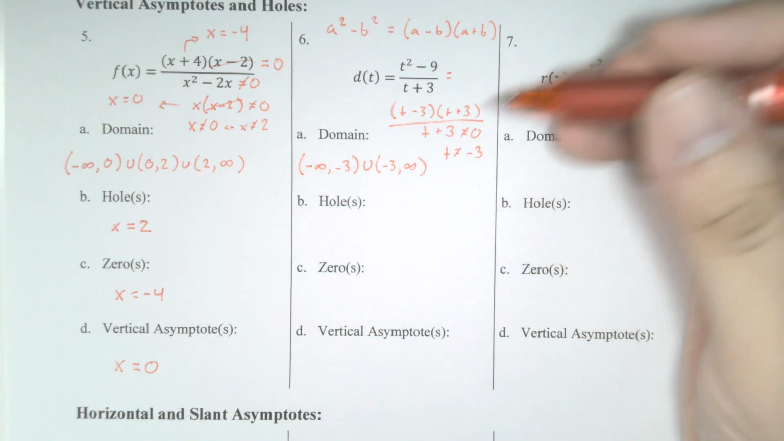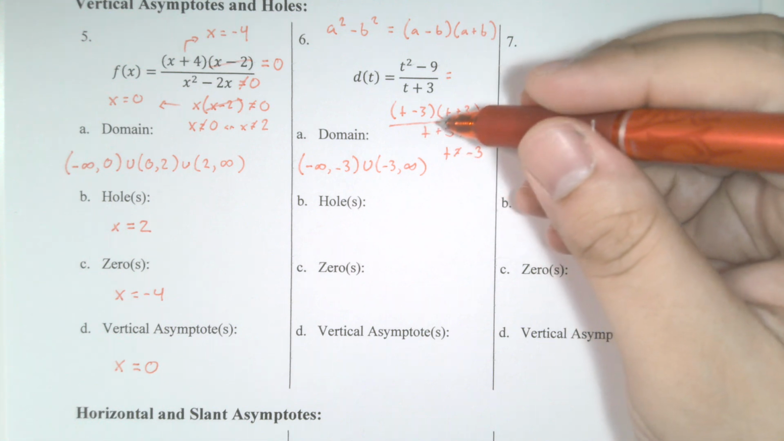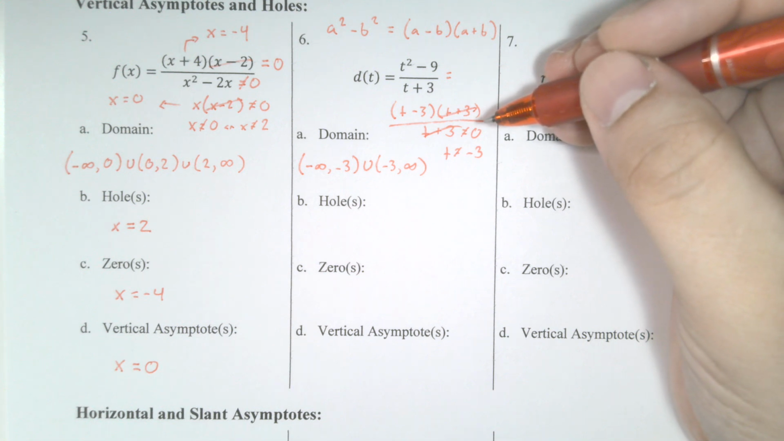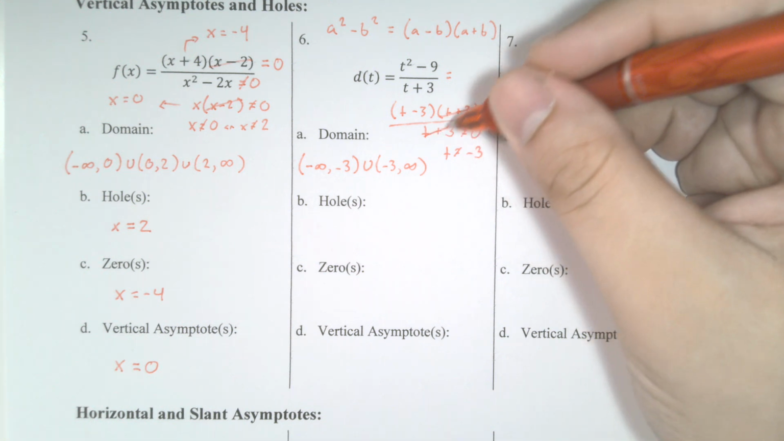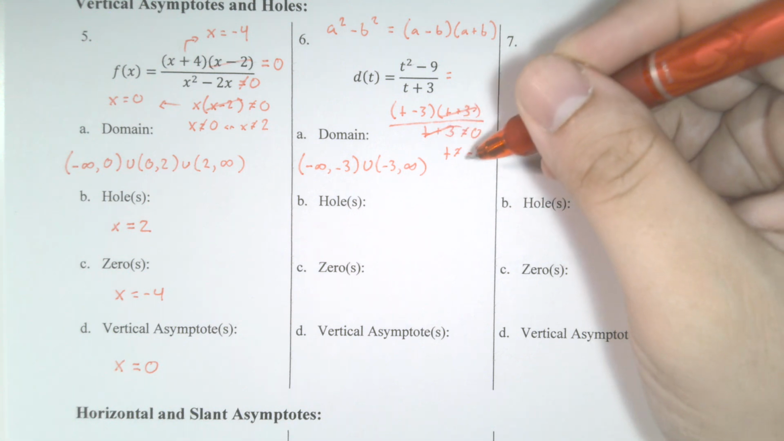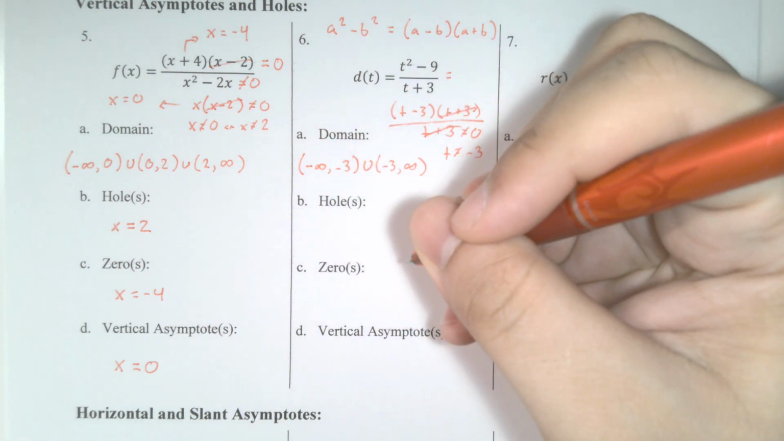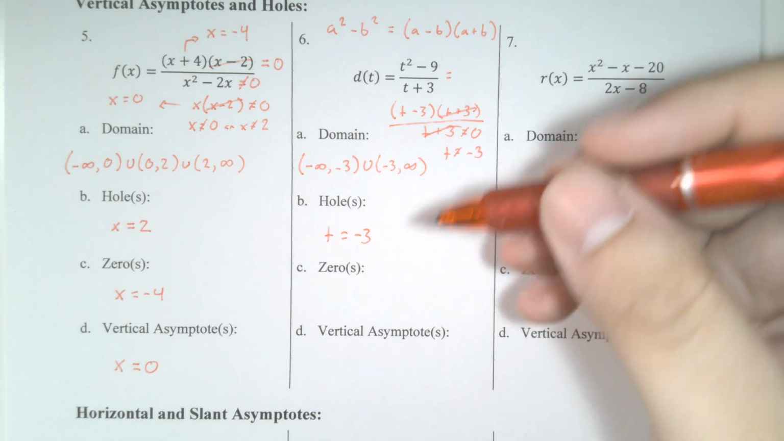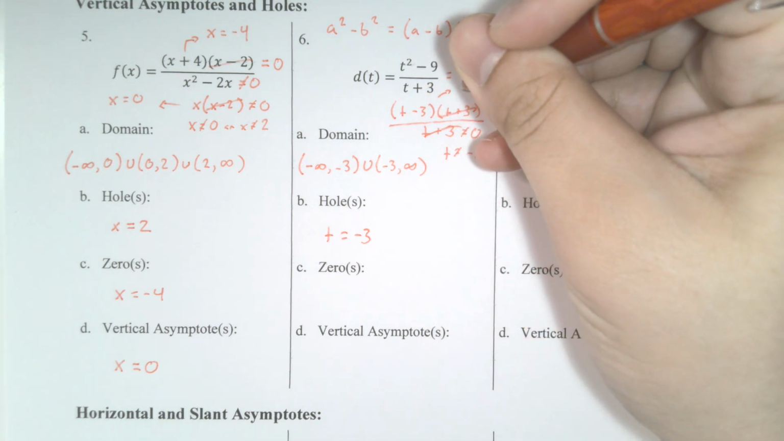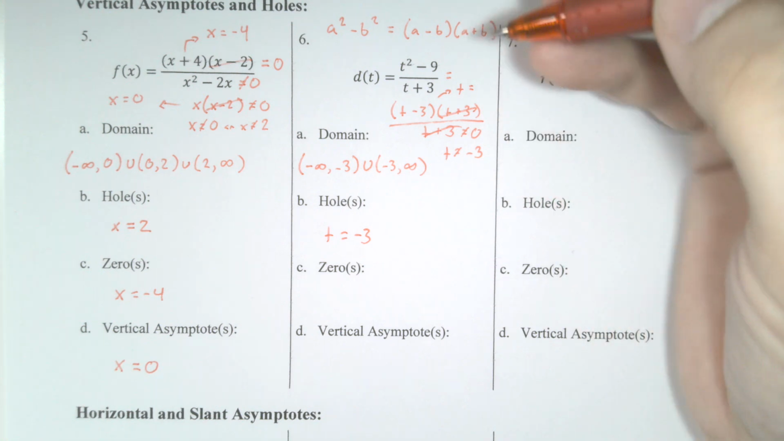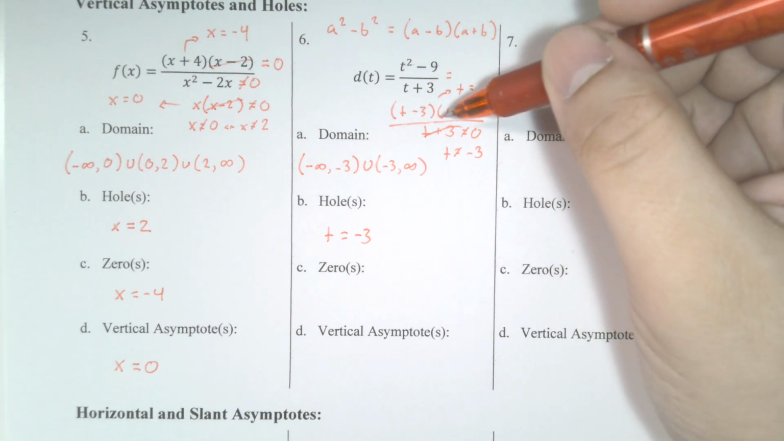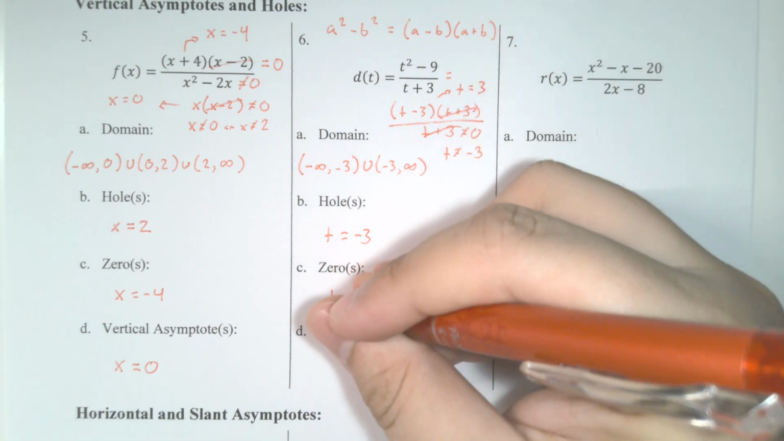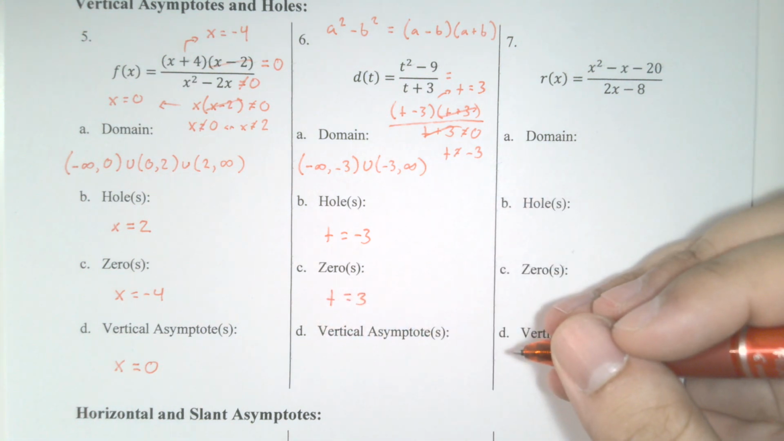Now what about holes? Holes, remember, those are going to be determined by our common factors. The t plus 3's would cancel, and so our hole is wherever t plus 3 would be equal to 0, which we've already solved. We would have a hole at t is equal to negative 3. Now what about zeros? Zeros are where the top is equal to 0. Well, since we only have t minus 3 as our leftover factor, t minus 3 equal to 0 gives us t is equal to 3. So t equals 3 is a 0 of this function.